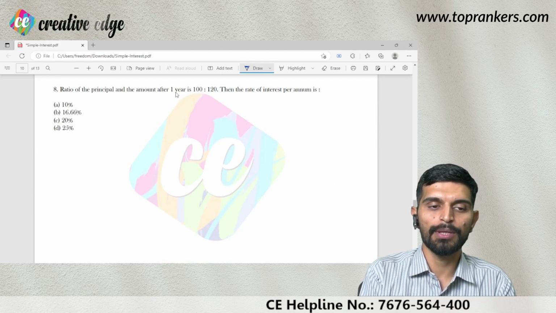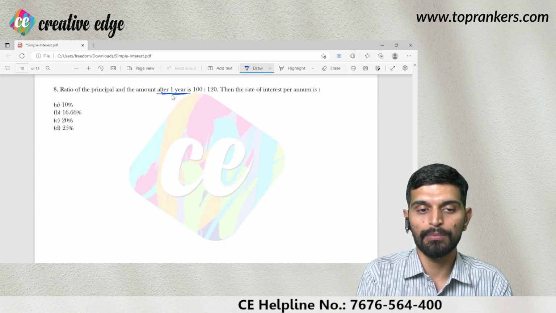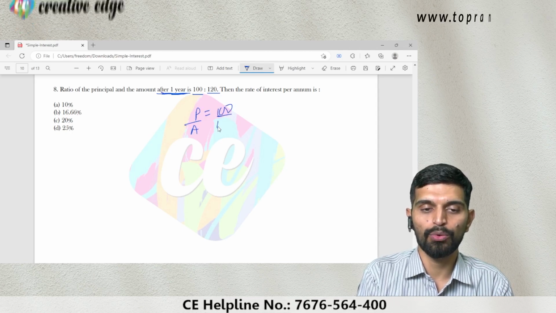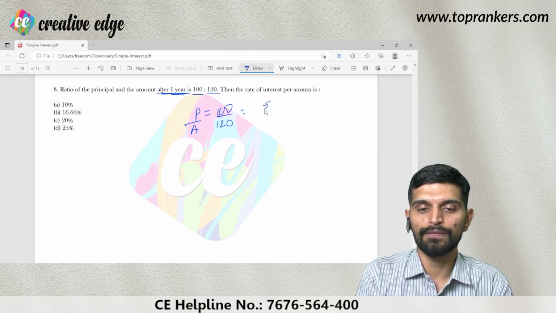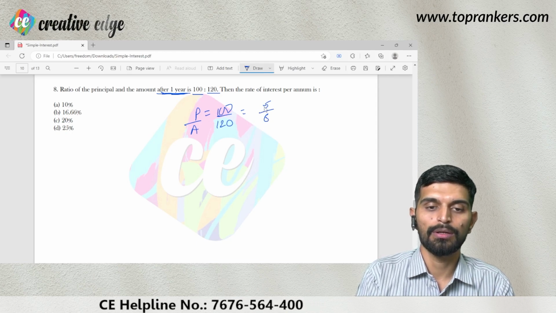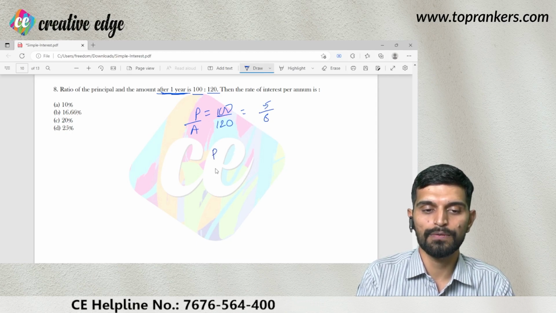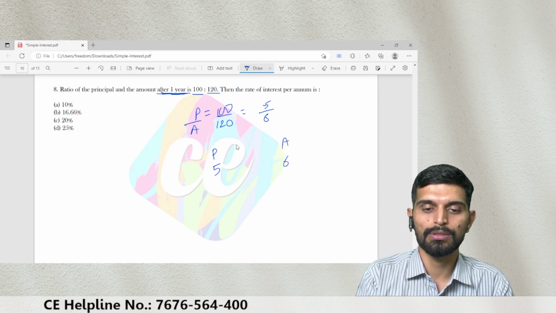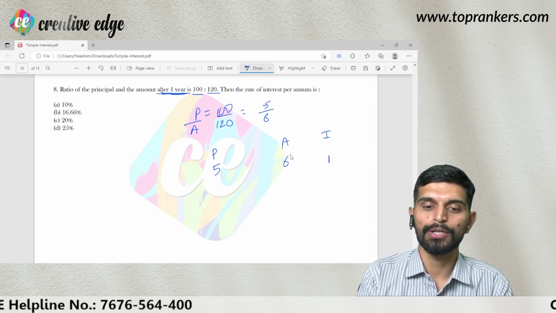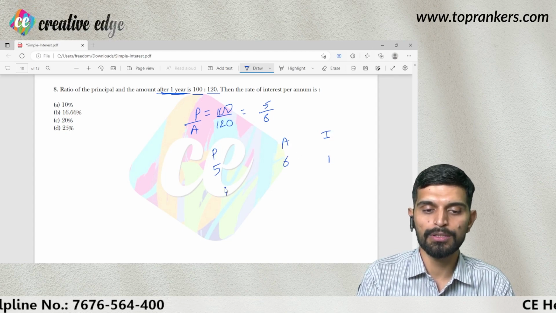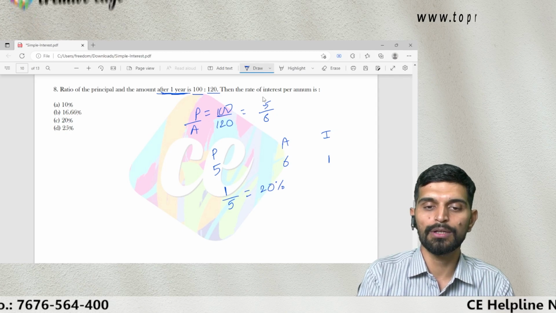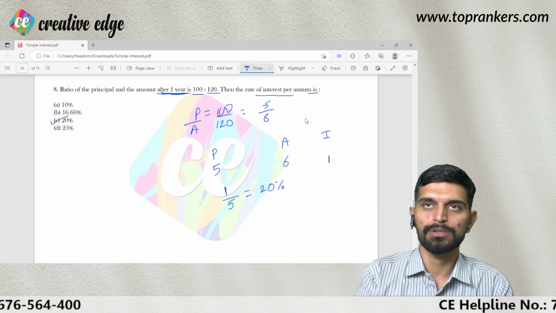The ratio of principal to amount after 1 year, this is very important, is 100 and 120. So if principal was 100, the amount will be 120. So that is 5 upon 6, right? If principal was 5, amount is 6, the interest must be 1 on ratio scale. So if interest is 1, principal is 5, so 1 upon 5 is equal to 20%. So the rate of interest per annum should be 20%.